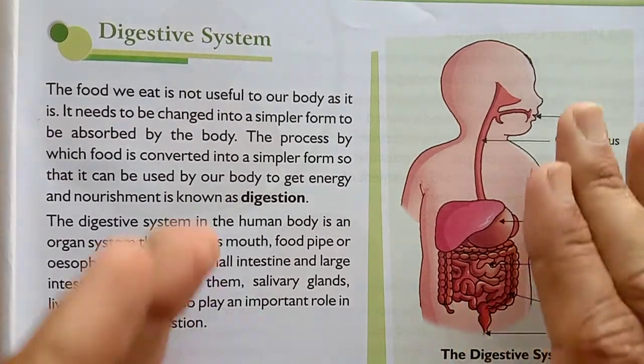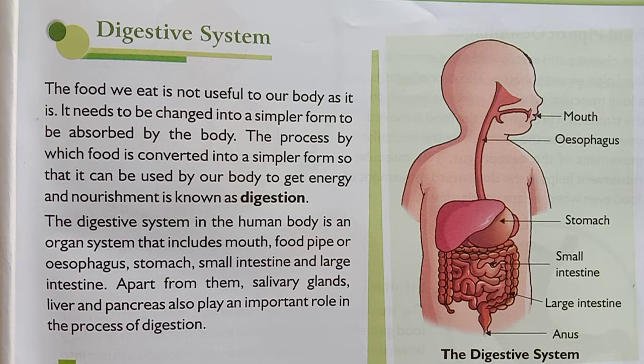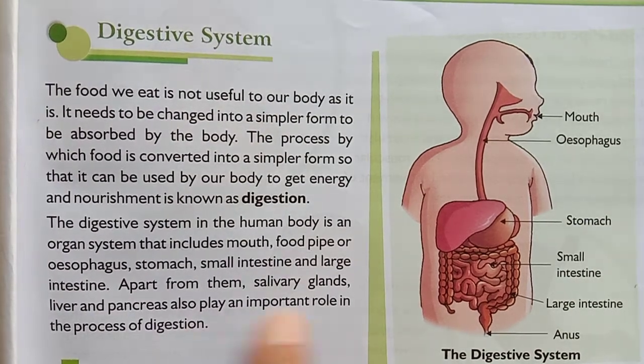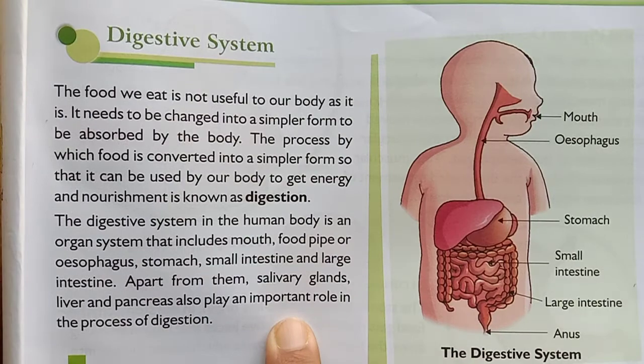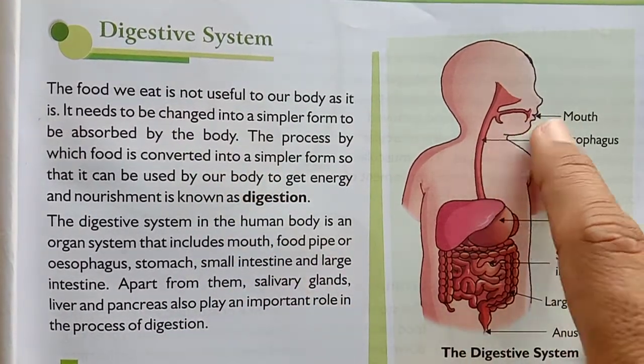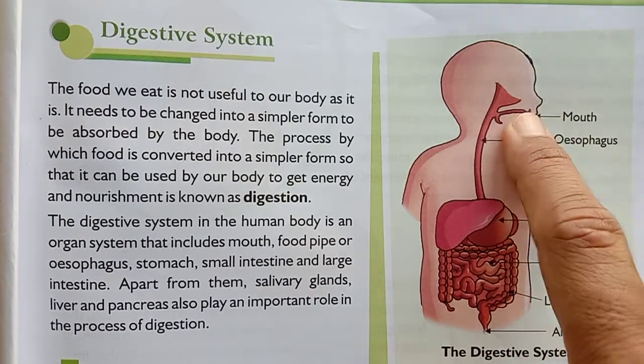Here, not only these parts, not only mouth, stomach, large intestine and small intestine. Apart from this, salivary glands, liver and pancreas also help, and they also play a very important role in the process of digestion. Okay, this is about the digestion. So here we can see, this is the mouth, the digestive system which starts from the mouth.